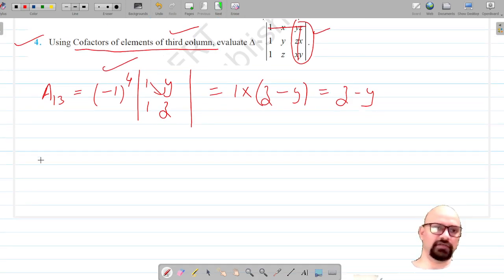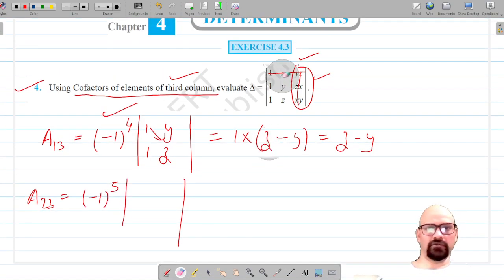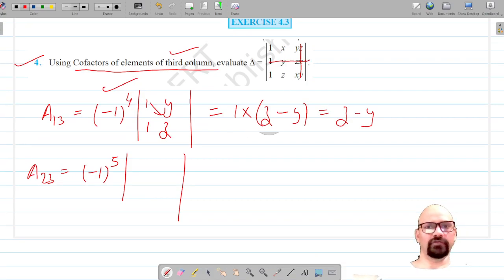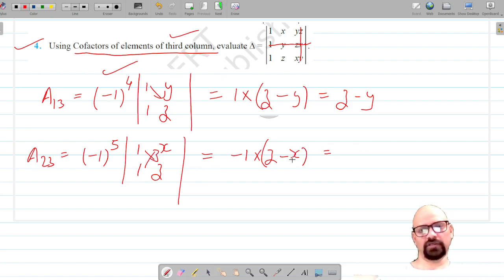Okay, next is the cofactor of the element in the second row, third column: minus 1 raised to the power 2 plus 3, which is 5. If we take off the row and the column of this, we have 1 x, 1 z. So this is equal to negative 1 into 1 into z is z, minus 1 into x is x. If you multiply, this is x minus z.